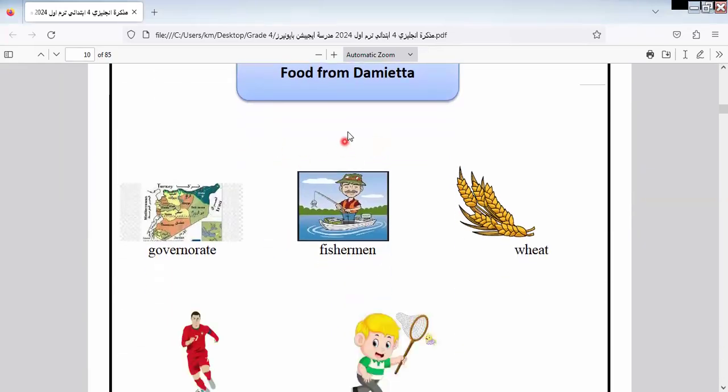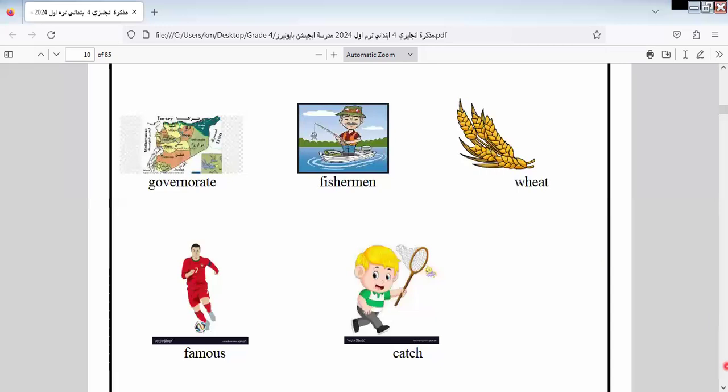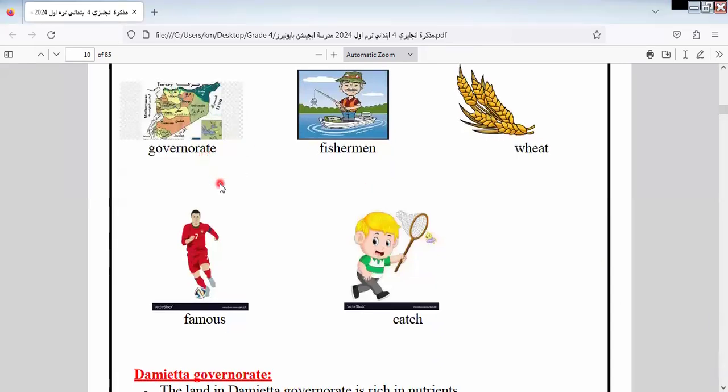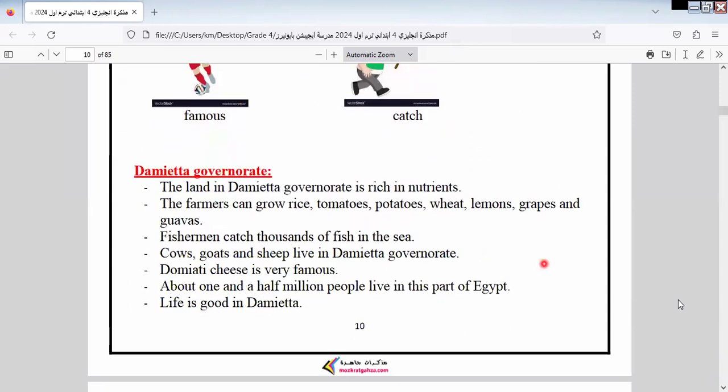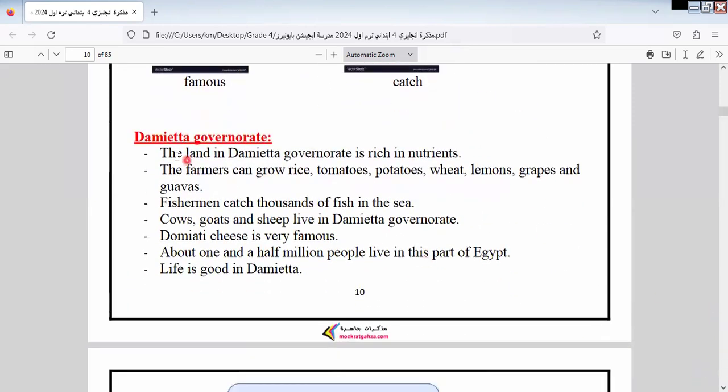Here we have the food from Domyat. In this part, we took food from Domyat, which I think is cheese, Domyati cheese. We talk about Domyati cheese. Governorate, fisherman, wheat, famous, catch. Here we talk about Domyat governorate and the famous food for Domyat governorate, which is Domyati cheese that we know during this lesson.